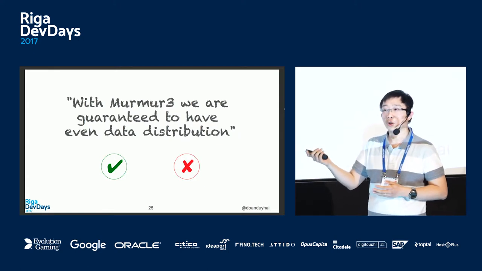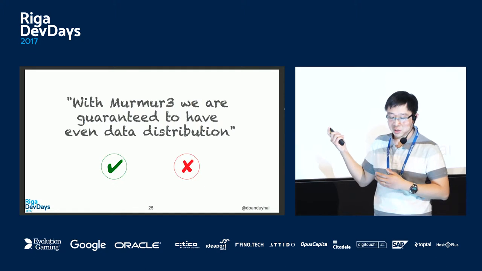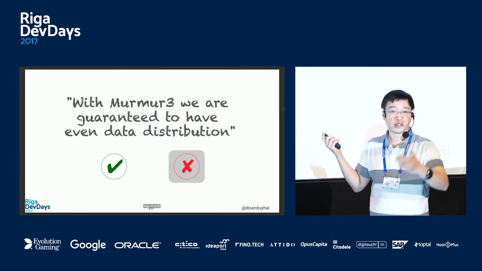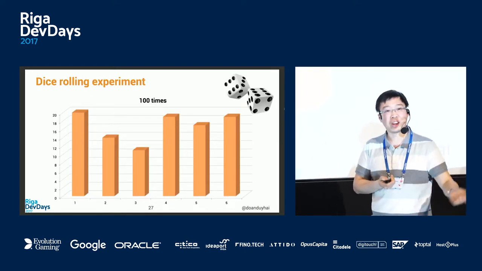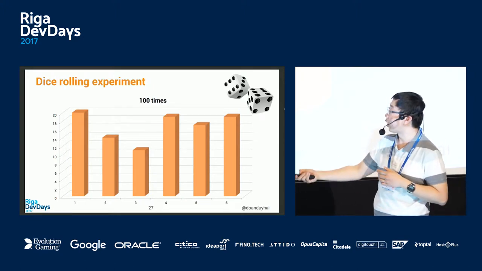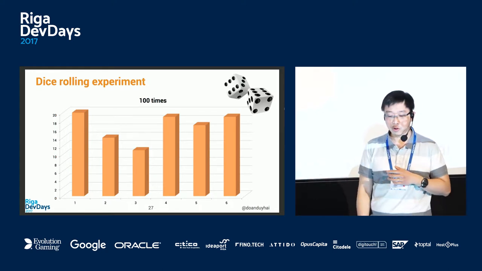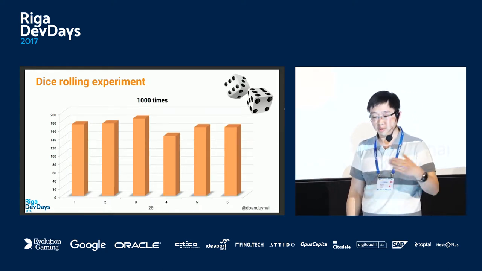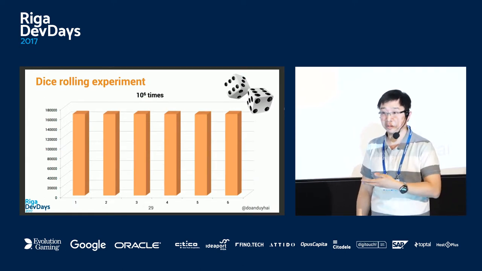No? So, in fact, let me give you a simple example. Let's play a game. You know this game, right? When you were a kid, we were rolling dice. So, if you roll the dice 100 times, this is the distribution, right? You don't have a uniform distribution of each number. If you roll the dice 1,000 times, it's better. If you roll the dice 1 million times, it's better and better.